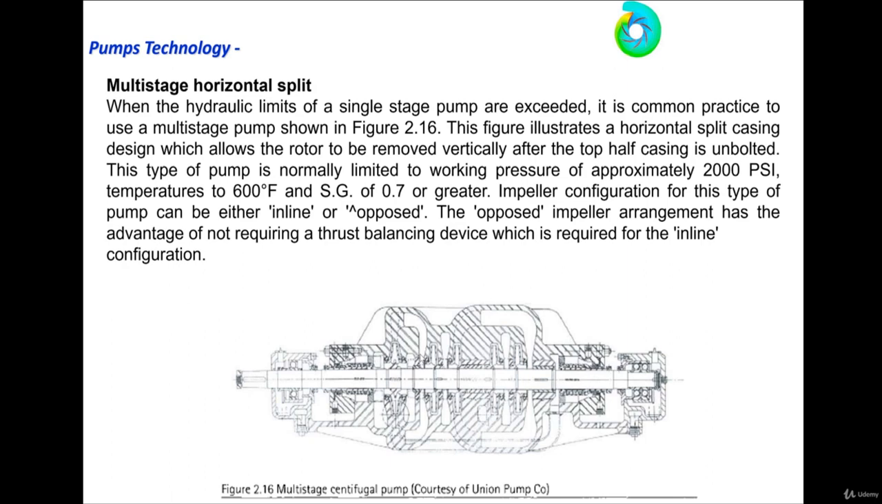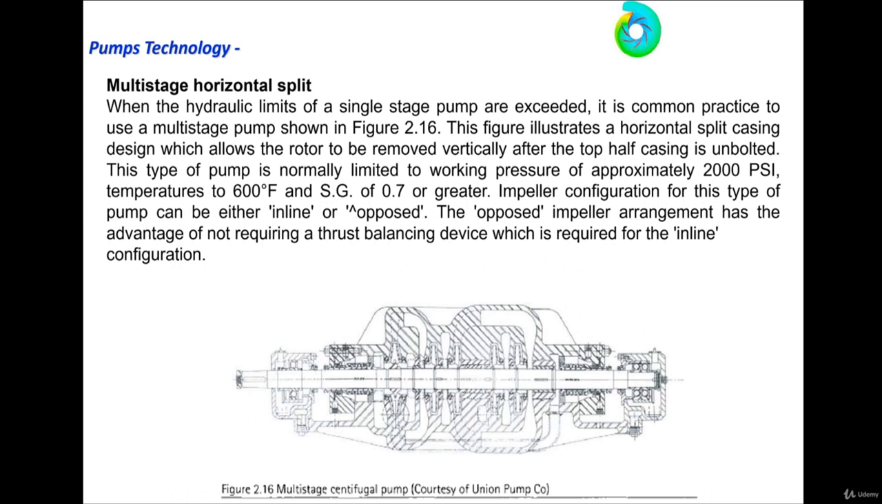A configuration for this type of pump can be either in line or opposite. You can arrange the impellers in line, in series, or opposite, back to back. The opposite impeller arrangement has the advantage of not requiring a thrust balancing device, which is required for the in-line configuration.